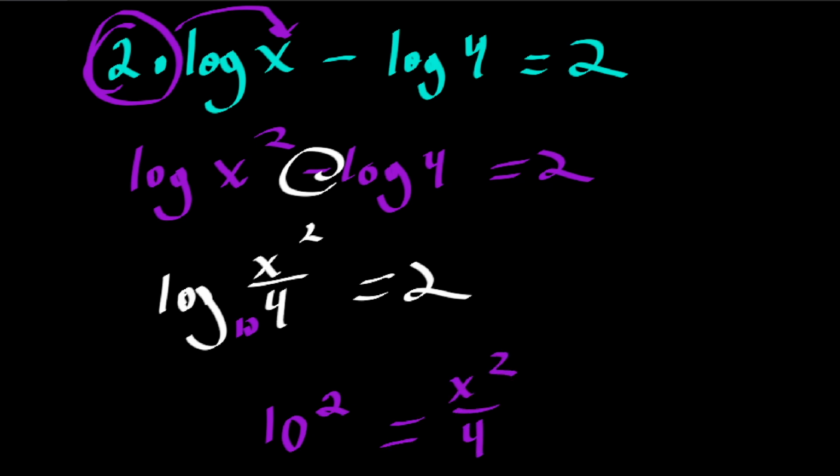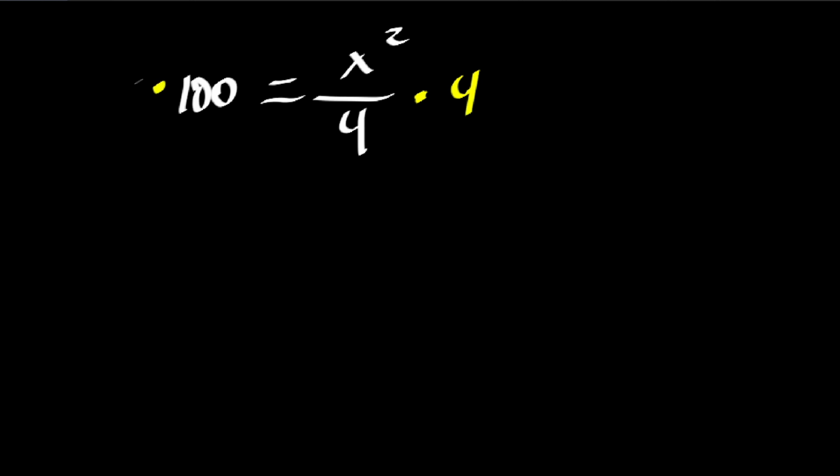And now we could solve this, which I'll go through a little bit quicker because I know a lot of people probably don't care about the complex version, but that's okay. All right, so 100 equals x squared over 4. And now we're going to multiply by 4, multiply by 4. So 400 equals x squared.